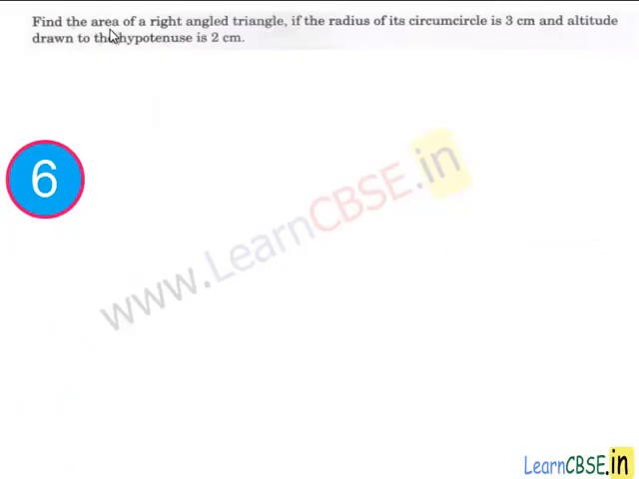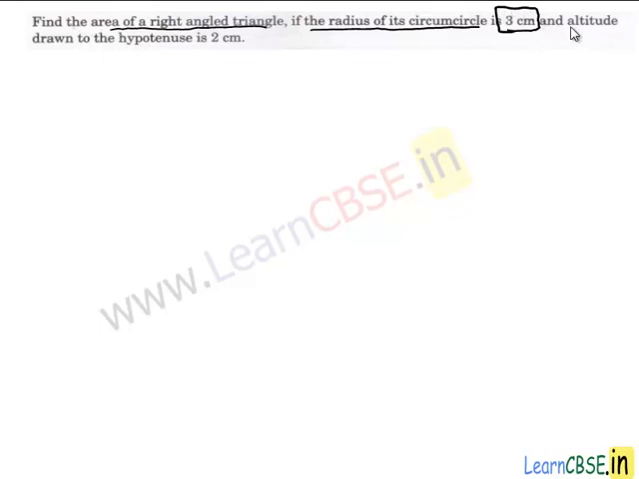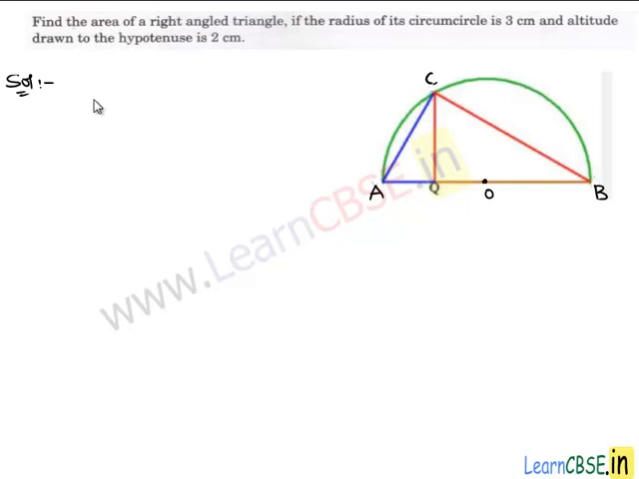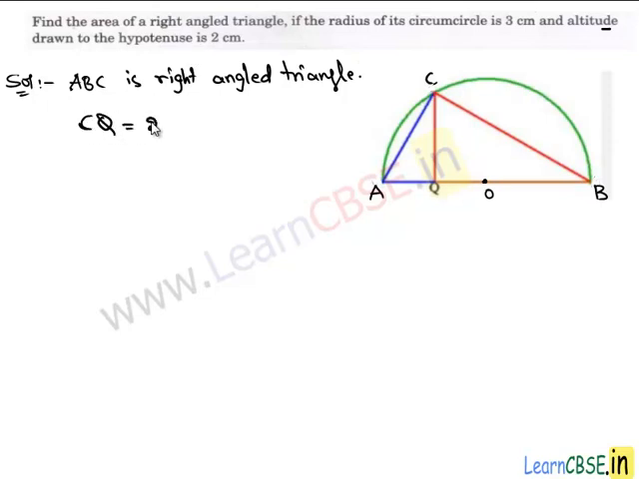In this question we have to find the area of a right angle triangle given the radius of its circumcircle is 3 centimeters and the altitude drawn from hypotenuse is 2 centimeters. Let us draw a rough diagram to represent this figure. Here we have a right angle triangle ABC, and in this right angle triangle we have drawn an altitude CQ to the hypotenuse AB. Therefore, the length of the altitude is 2 centimeters. So we have CQ is equal to 2 centimeters.